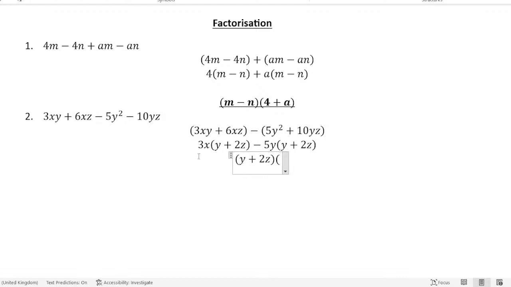Then when we took out y plus 2z, we'll be left with 3x minus 5y. So we have fully factorized this expression.